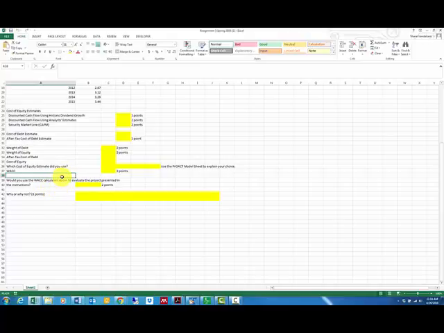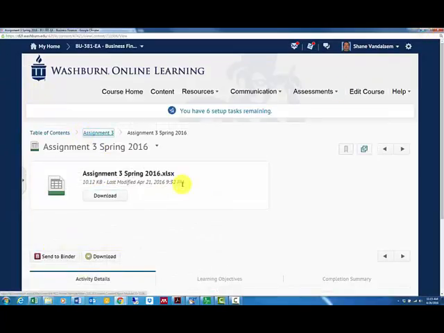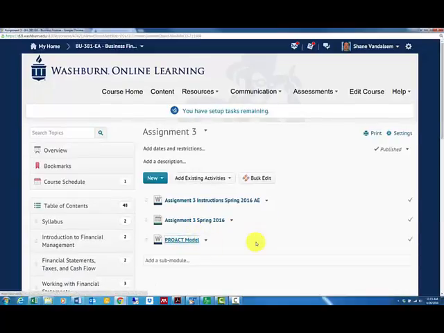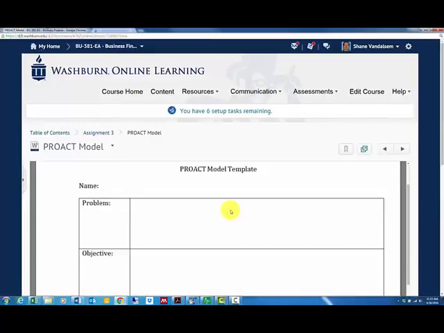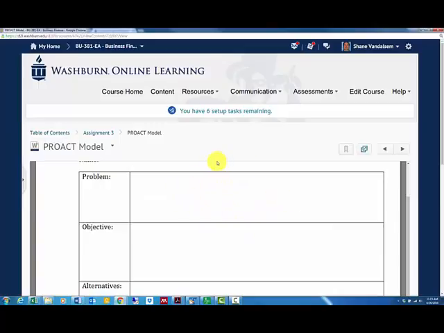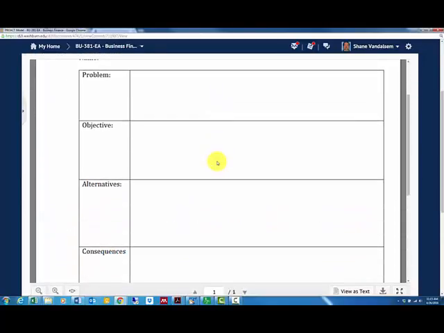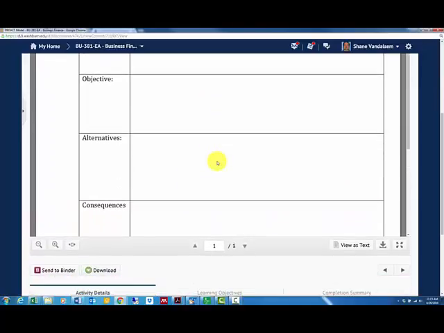I'd encourage you to go back and look at your notes that we went over last time to think about this question a little bit, and then explain why not. And when you're done with that, save it and upload it to D2L. The last item is the PROACT model. And again, what I'm asking you to do with the PROACT model is to make the decision of which cost of equity you should use. So you'll need to fill out the problem, the objective, the alternatives, and in the consequences, tell me the criteria you're using to evaluate the different options that you have. If you have questions about that, let me know.